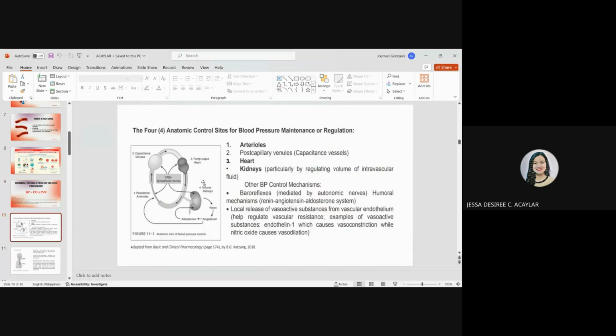So, nandito na po tayo sa the four anatomic control sites for blood pressure maintenance or regulation. So, meron tayong mga control sites para ma-regulate ang ating blood pressure. Number one is the arteriole. Number two is the post-capillary venules. Okay lang po ba yung diagram? Mas nasusundan naman po. Number three is the heart. And number four is the kidney.